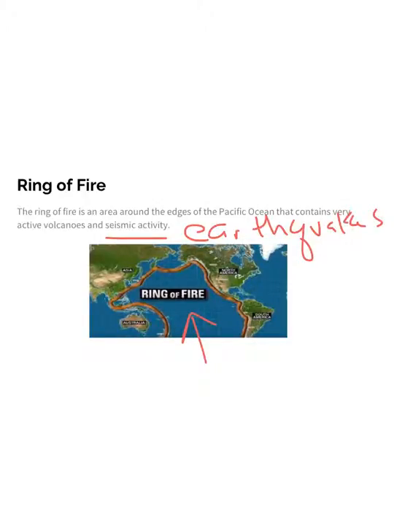If you'll notice in this area right here, is right where California is. That is where the San Andreas Fault is, and that's where we have a lot of our seismic activity in the United States, most of our seismic activity. And there are rings of volcanoes in this area, and they are very active.